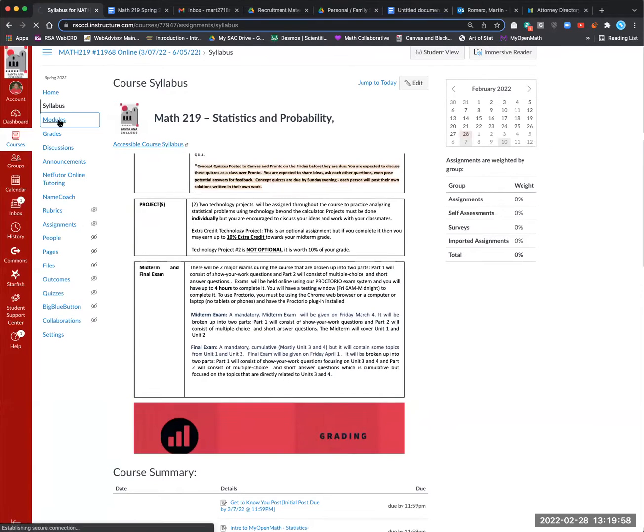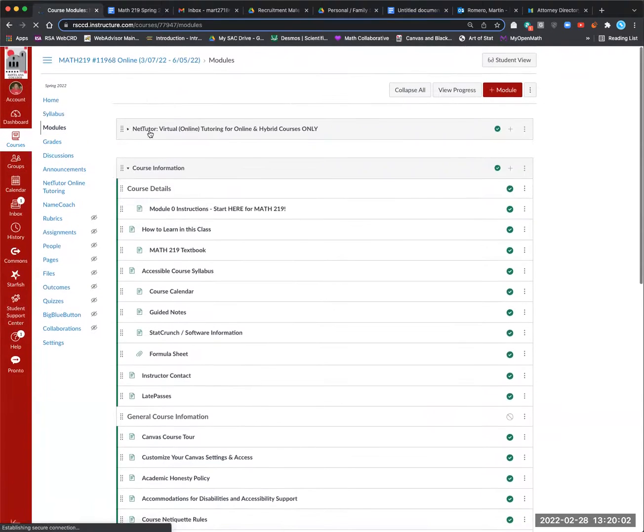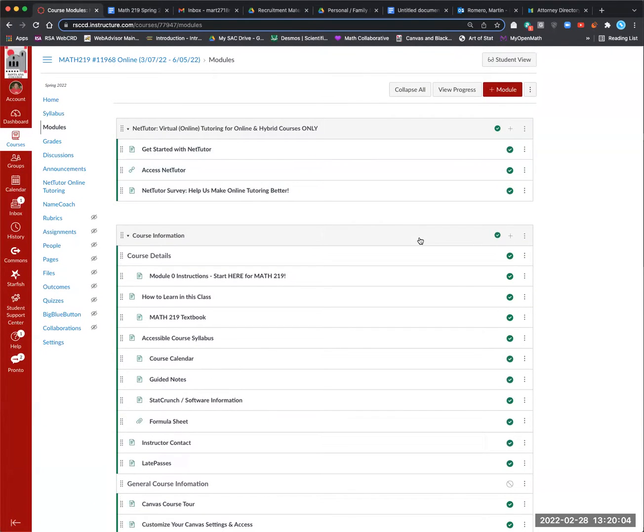Now, to get started, you're going to go to the modules here. Please know that you have free online tutoring with the school, Math Center, Learning Center, but you also have Net Tutor. It doesn't get used very often. I'm not sure why, but it's there for you. It's free. And it's supposed to be 24/7 or up pretty much like that. So you want to try and get started as soon as possible.